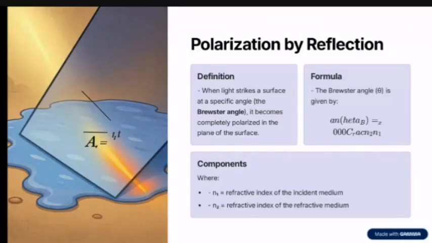So assuming we had glass and air, the incident medium is going to be air, then the refractive medium is going to be glass. So N1 is the refractive index of the air, N2 is the refractive index of the glass when the wave is moving from air to glass. N1 is the refractive index of the incident medium, while N2 is the refractive index of the refractive medium.